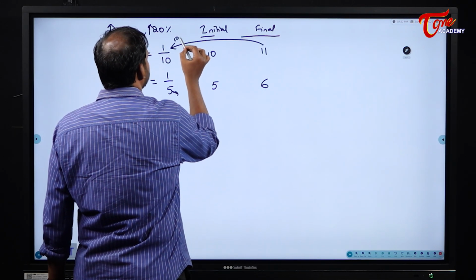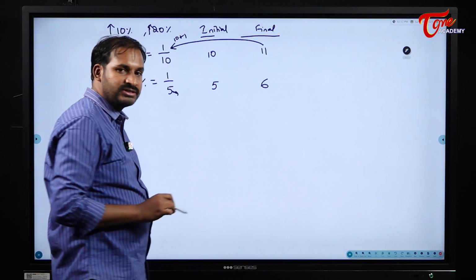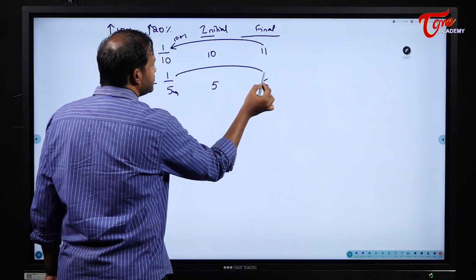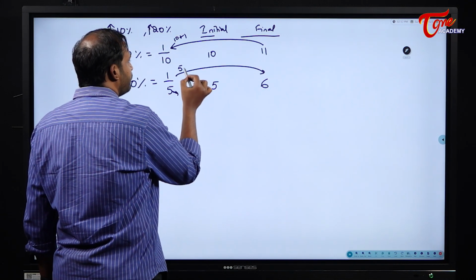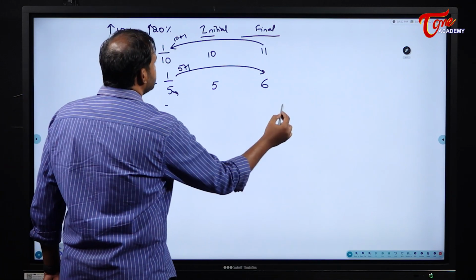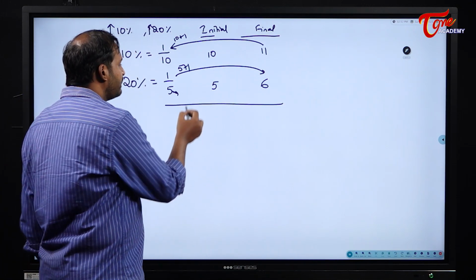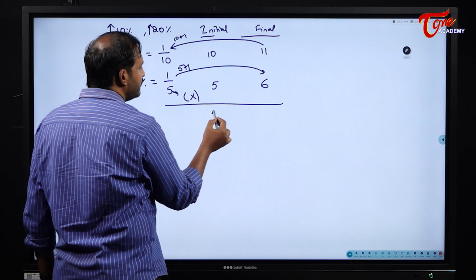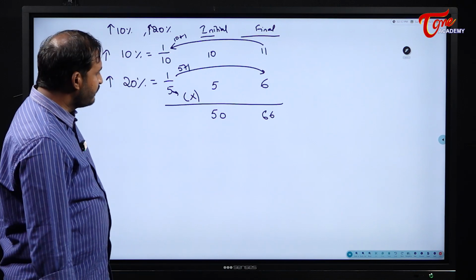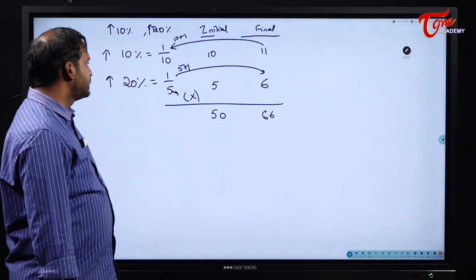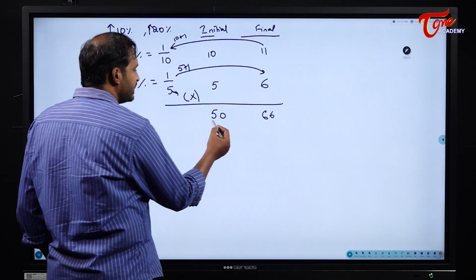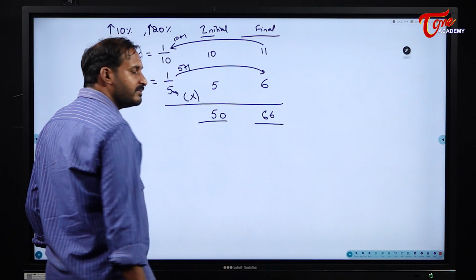What I have done: 10 plus 1. The denominator is 10 and plus 1 is the numerator. Why? Because it is an increase. And similarly I have written this 6: the same thing, 5 plus 1, because in both the cases it is getting increased. So now multiply them: 10 5s are 50 and 11 6s are 66. Now please observe here, the initial value is 50, the final value became 66.